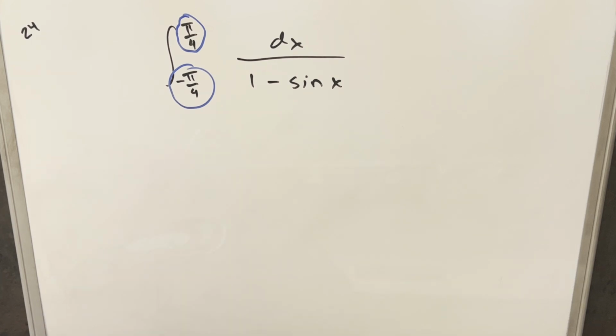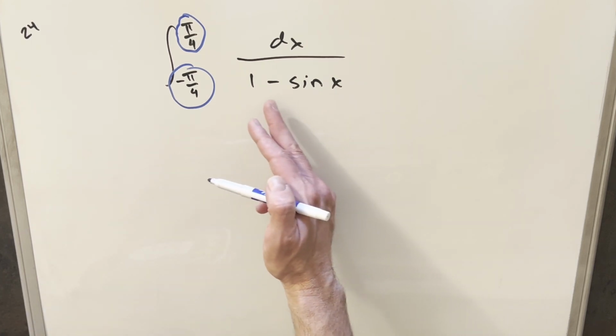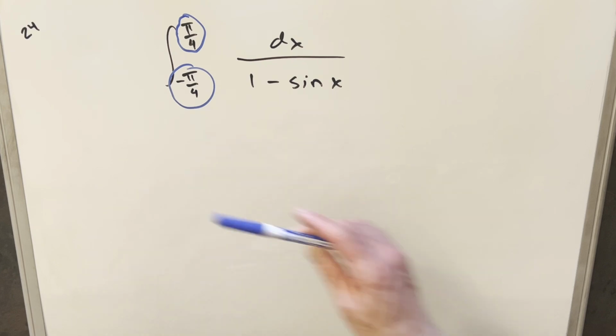The nice thing about this is we don't have to really worry about pi over 2, where sine of pi over 2 would end up dividing by 0. But with these bounds here, we really have no issue.